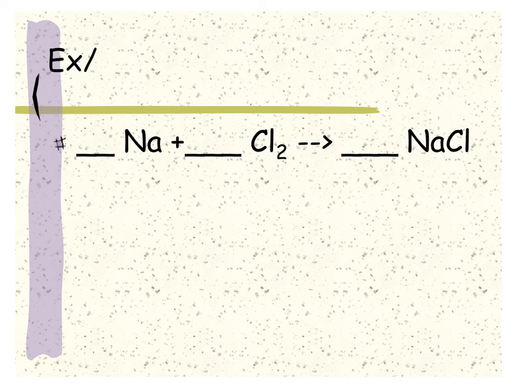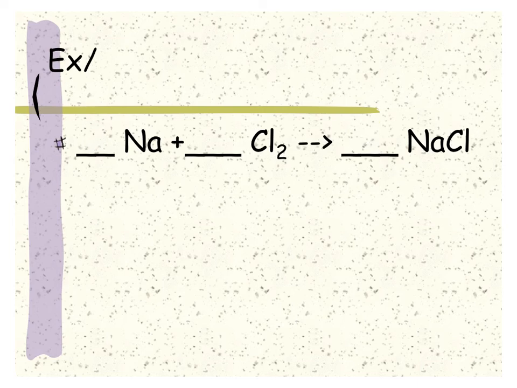Okay, so we've got a pretty simple one to start on here. So you might be able to figure out on here, okay, I see 1 Na and 2 Cls. I'm going to need a 2 here to get 2 chlorines, and then put a 2 here. If you can do it that way, great, do it that way. If not, I'm going to show you how to break it down.